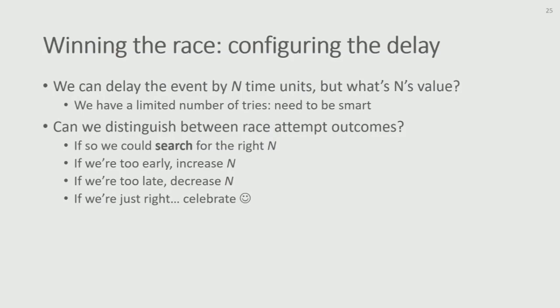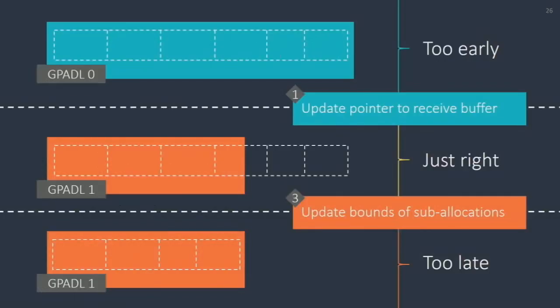But maybe we are able to distinguish between us being too early in the race or too late in the race. And if we're able to do that, then we can just adjust the number of failure messages, increasing if we're too early or decreasing if we're too late. Taking a look at what happens if you're too early, you're just going to be writing to the old receive buffer with the correct sub-allocation bounds. And so your message ends up in here. Since the receive buffer is shared between the guest and the host, as a guest, you can just read from that receive buffer and see that, okay, we were too early. Let's try again.